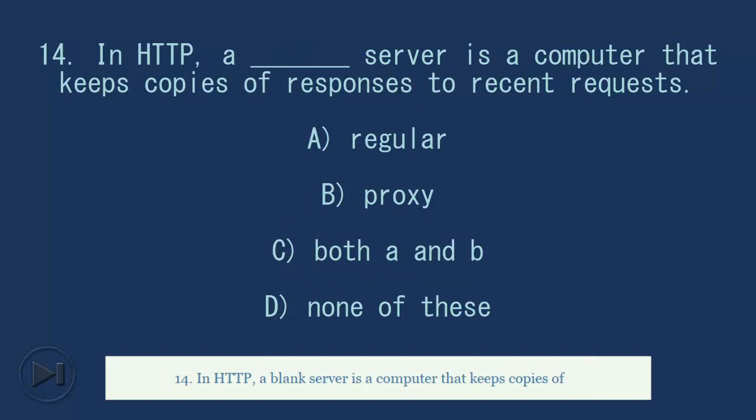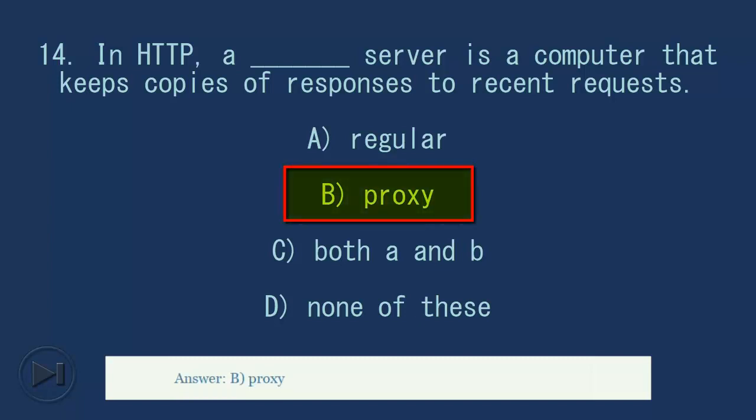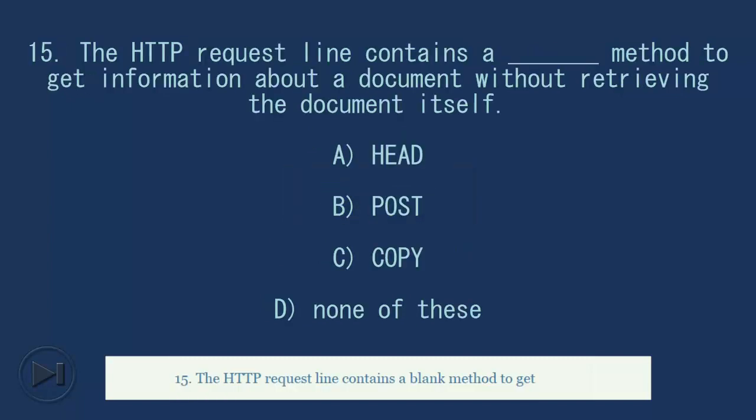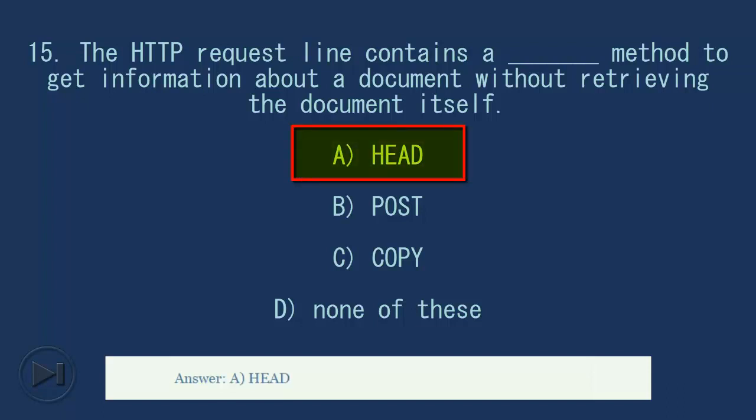14. In HTTP, a blank server is a computer that keeps copies of responses to recent requests. A. Regular. B. Proxy. C. Both A and B. D. None of these. Answer, B. Proxy. 15. The HTTP request line contains a blank method to get information about a document without retrieving the document itself. A. Head. B. Post. C. Copy. D. None of these. Answer: A. Head.